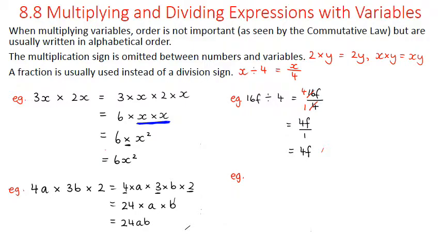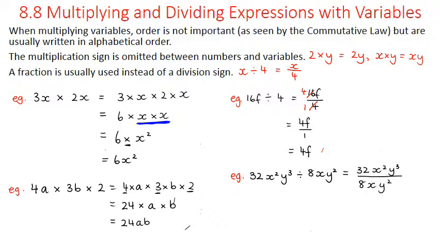Try another one. 32x squared y cubed divided by 8x y squared. Right, so we just write it in a fraction. It makes it a lot easier. And then we just simplify.